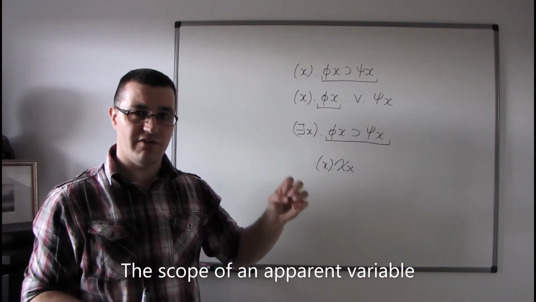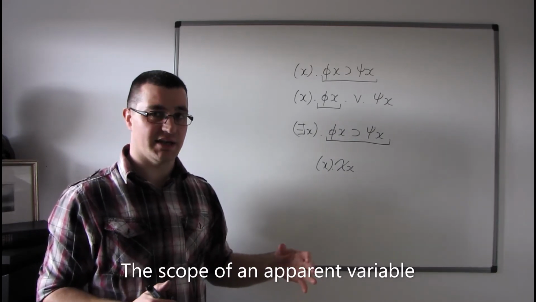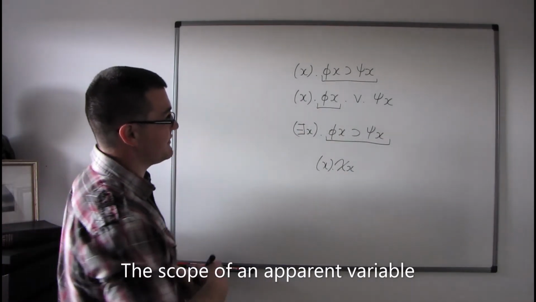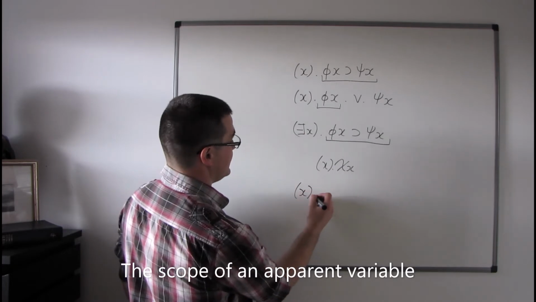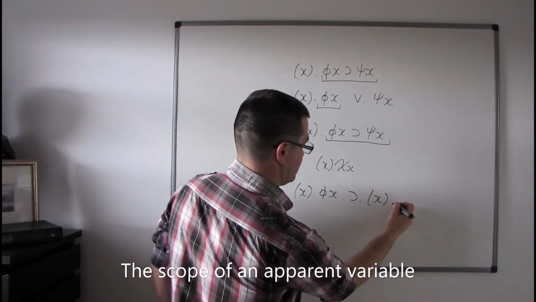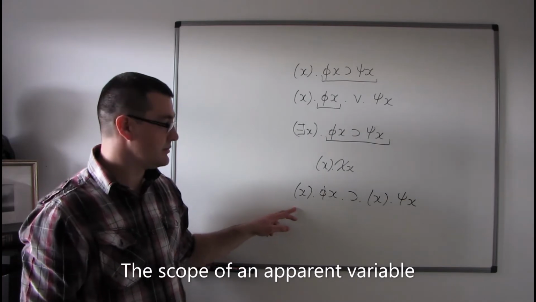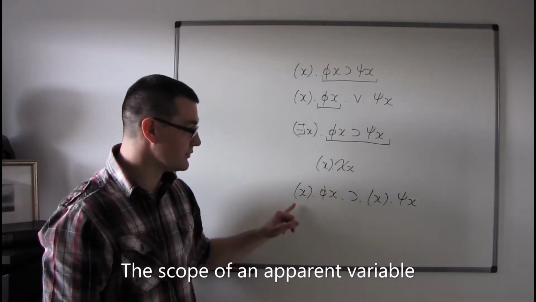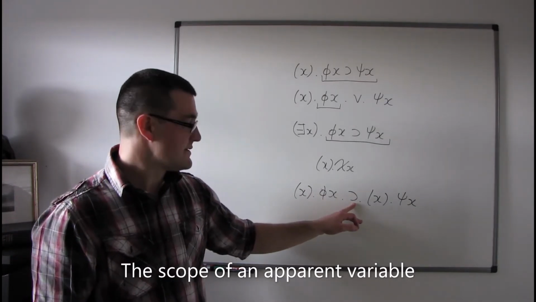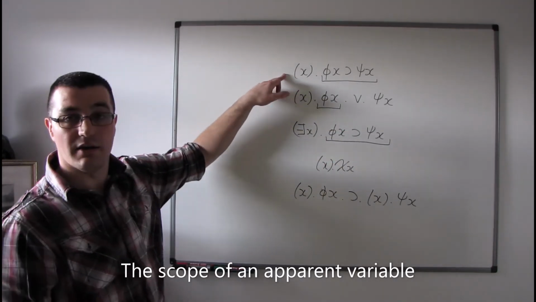The scope of an apparent variable is very important when it comes to distinguishing between formal and material implications. So this would be a formal implication, whereas if I went to something like this, that would be a material implication. Even though I've got apparent variables involved, the apparent variable doesn't extend over the implication symbol. And for that reason, this would be a material implication, whereas this would be a formal implication.